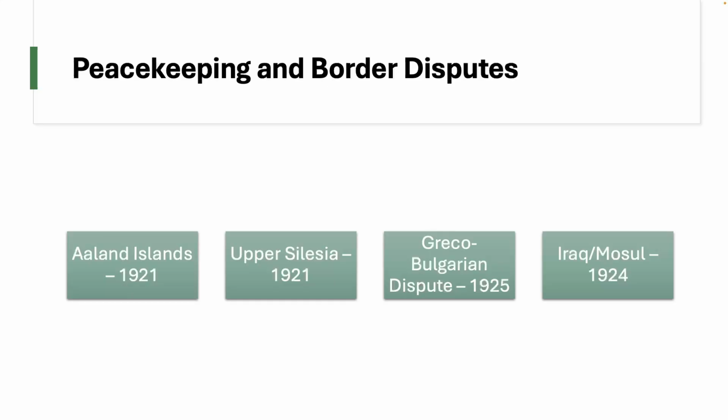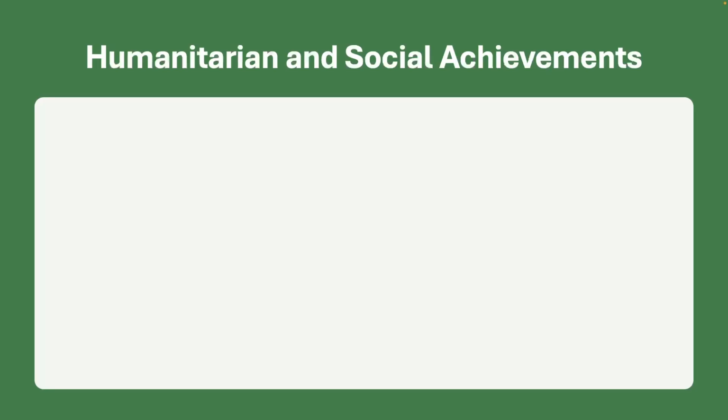You've got an island dispute, a slight border dispute over the Upper Silesia region, a major withdrawal of forces after Greece withdrew from Bulgaria, which was a success, and the post-war recovery and repatriation of around 400,000 World War I prisoners of war.